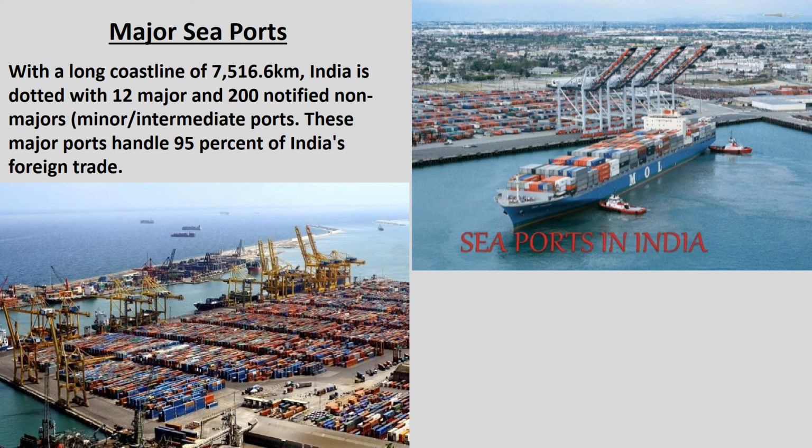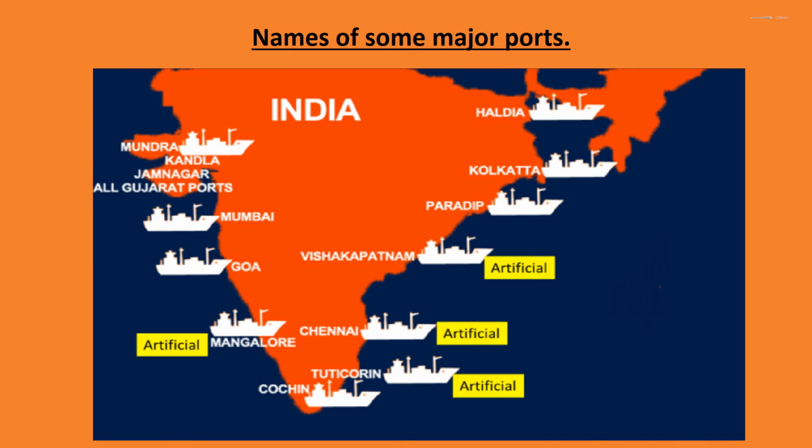Major seaports. With a long coastline of 7,516.6 km, India is dotted with 12 major and 200 notified non-major, minor and intermediate ports. These major ports handle 95% of India's foreign trade. In the given figure you can see the images of seaports in India. In the given figure you can see the map of India with some major ports.